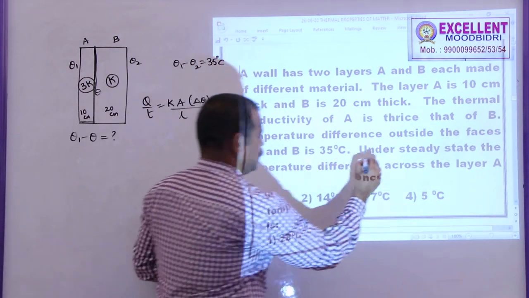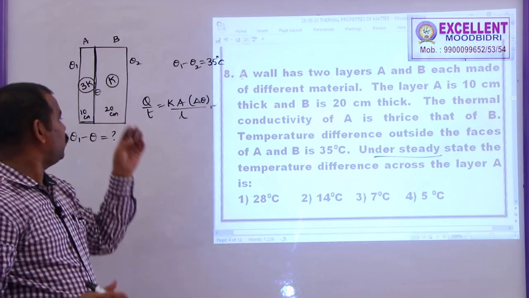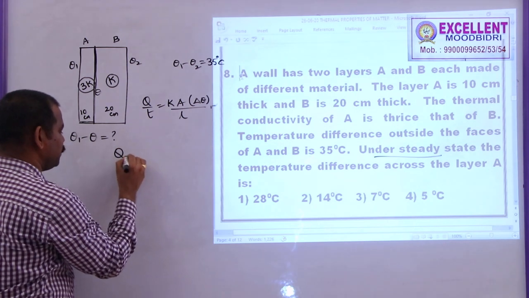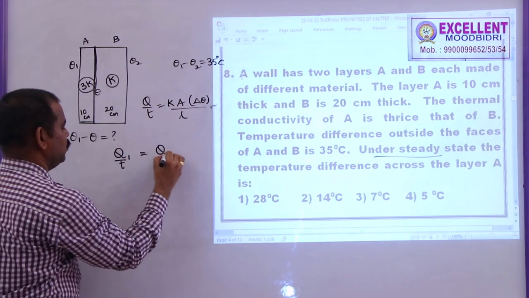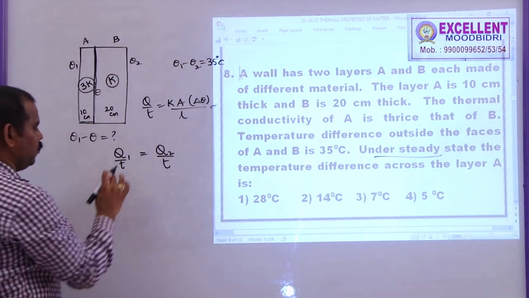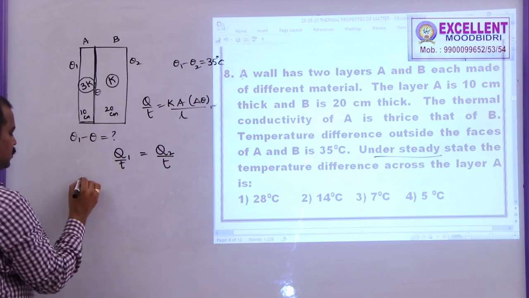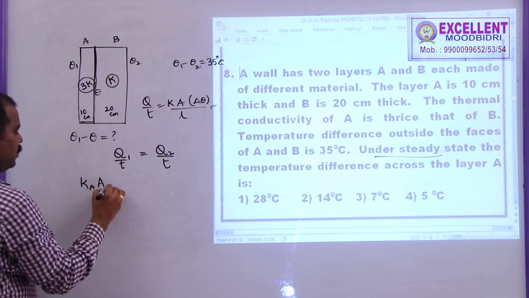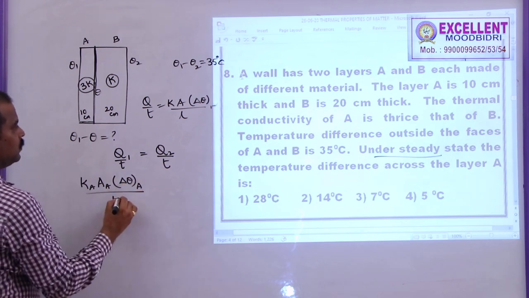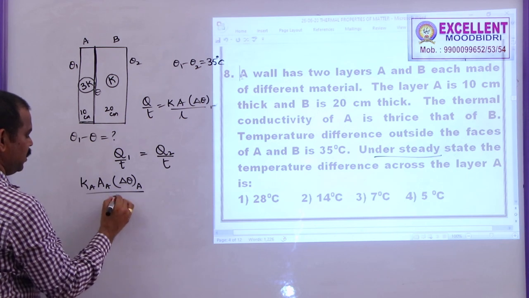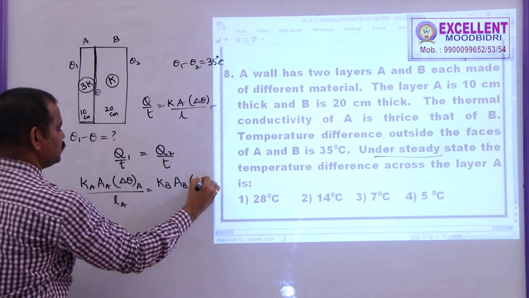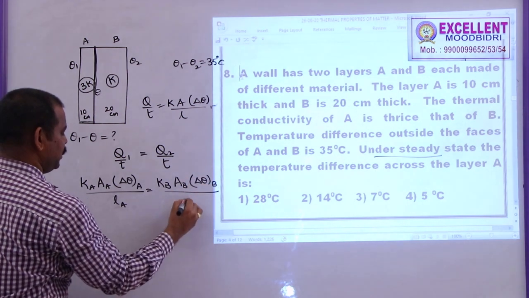Under steady state, the quantity of heat flowing through this combination will be same. That is, the quantity of heat flowing through the first rod in a given time is equal to the quantity of heat flowing through the second wall in the same time. What is Q by T? So let me take this as Ka, area of A, change in temperature across A, by this length LA, is equal to KB, AB, change in temperature across B, by LB.